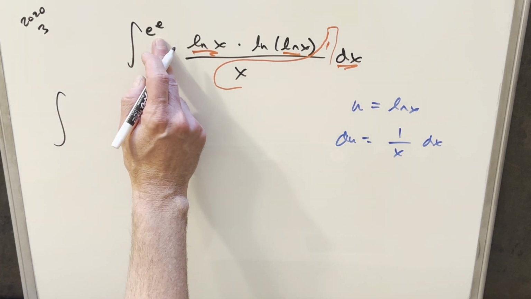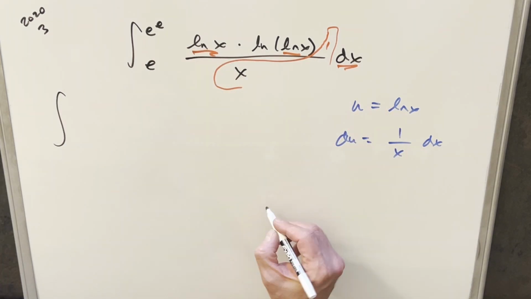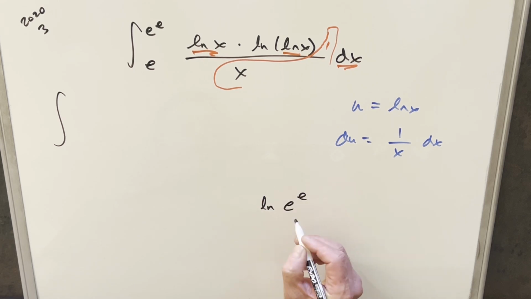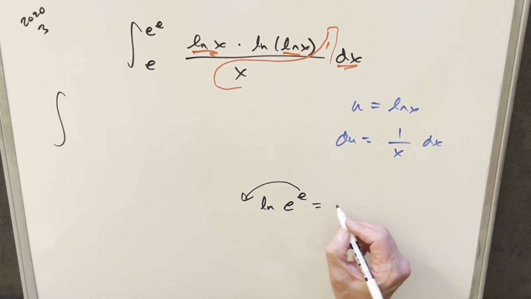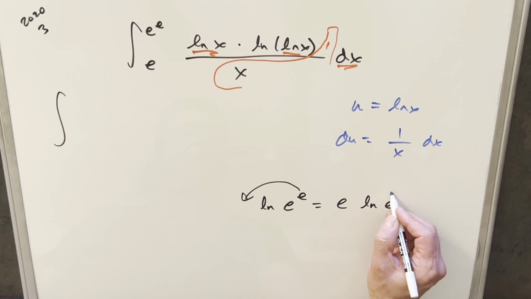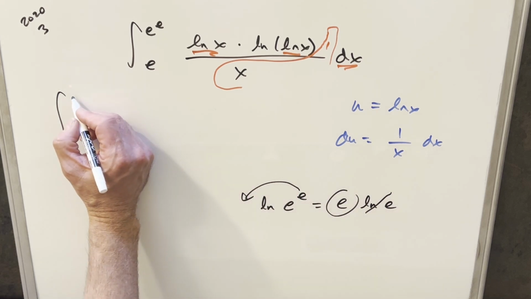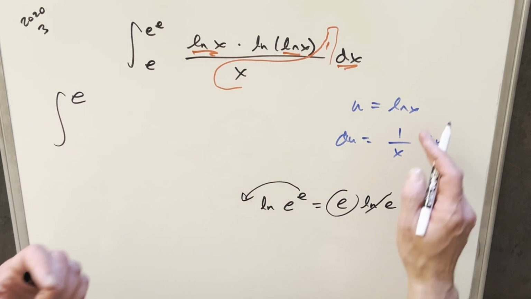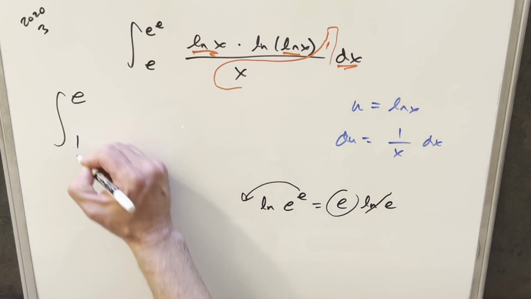So first we'll plug e to the e in here. Well, natural log of e to the e, if I just bring the e in front, we've got e ln e. This is just 1. So for this upper bound, we can just make this e. And then plugging in an e right here, natural log of e, that's just 1.